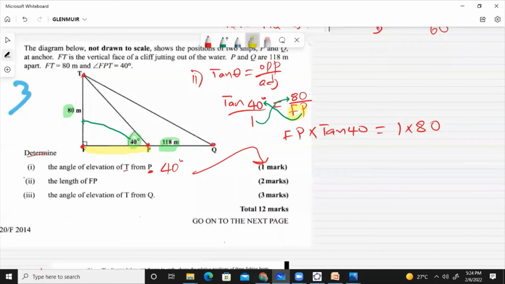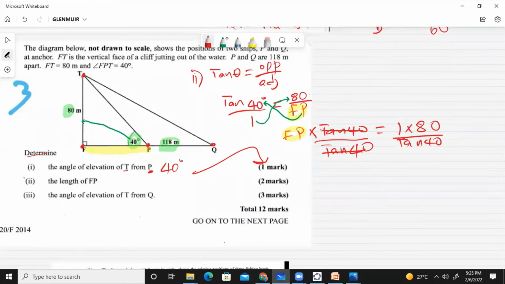The objective is to find FP. Well, we definitely need to divide both sides by the tangent of 40 degrees. Let me write that. Let me fix that for you. Thank you. There we are. And that's that. At this time, what we're going to do now is just to use our calculator. So it's 80 divided by the tangent of 40.